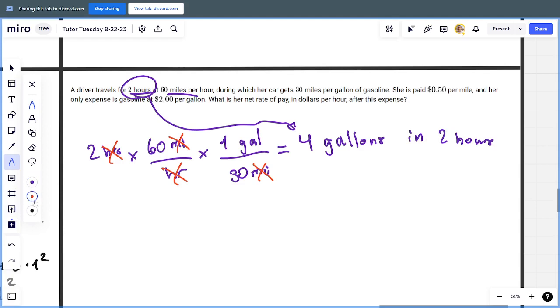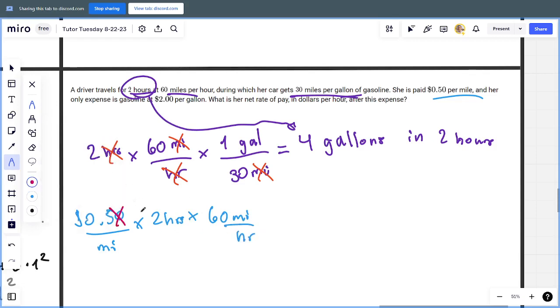And then we can also consider the 50 cents per mile times, in those 2 hours, she drove 60 miles per hour. Oh, sorry. Miles, miles, hours, hours.